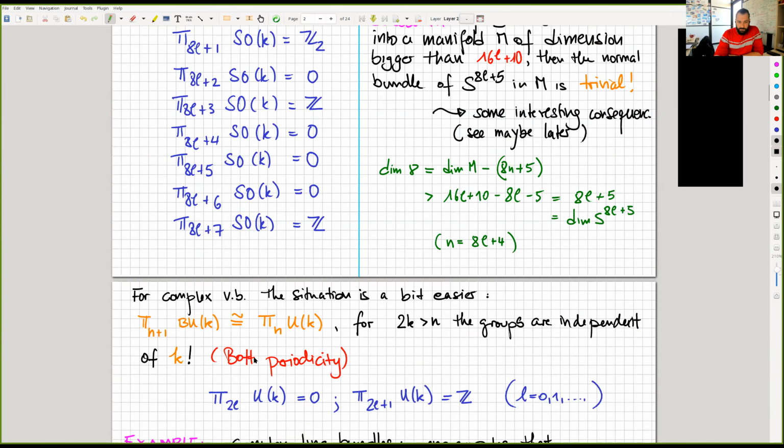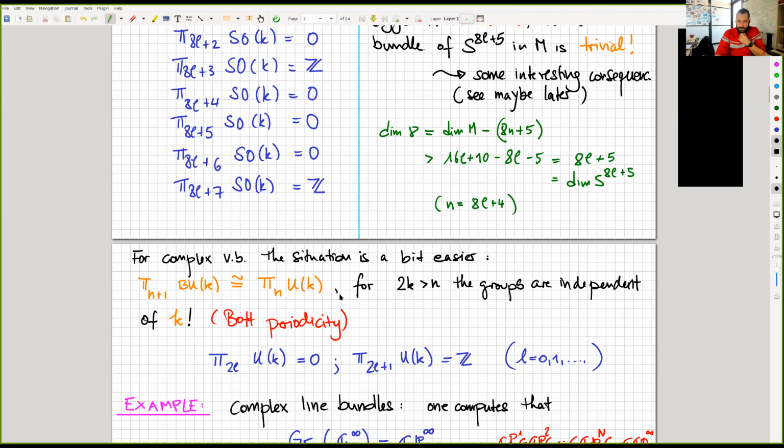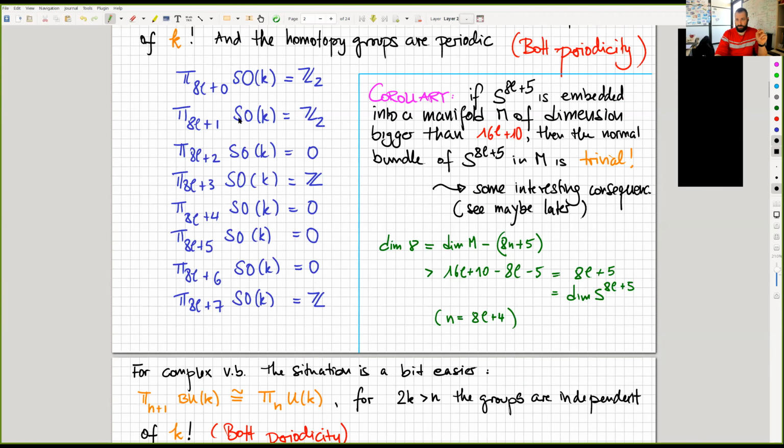Yes, for complex vector bundles, the situation is easier. You again have here BUK, and this is isomorphic to pi n UK. And for 2k bigger than n, the groups are again in the stable range, independent of k. And then again, Bott periodicity kicks in, and this is much easier here. This means that the homotopy groups of even dimension vanish, and of odd are always Z. So there's only 2 periodic here, and this is here 8 periodic.